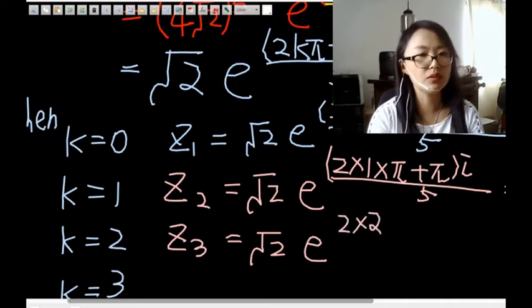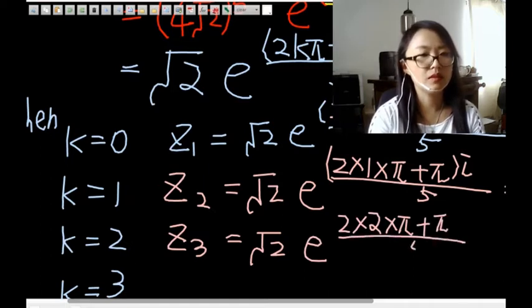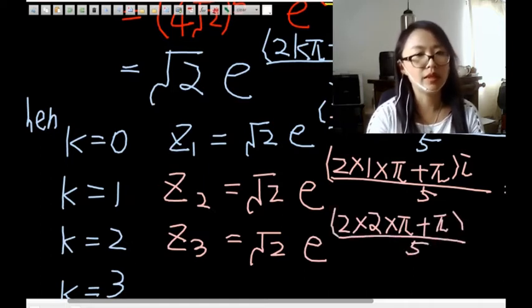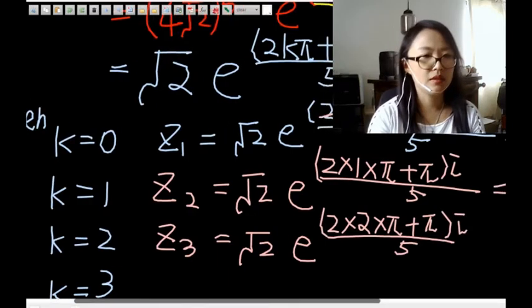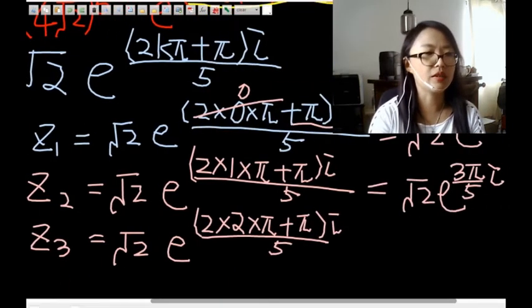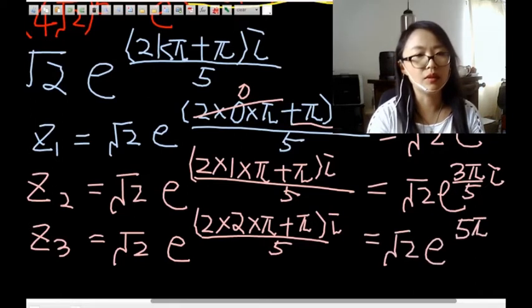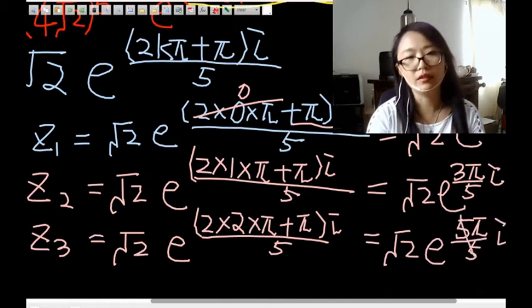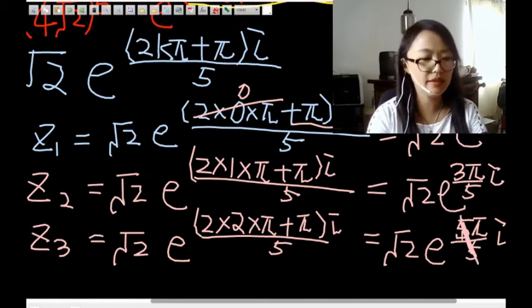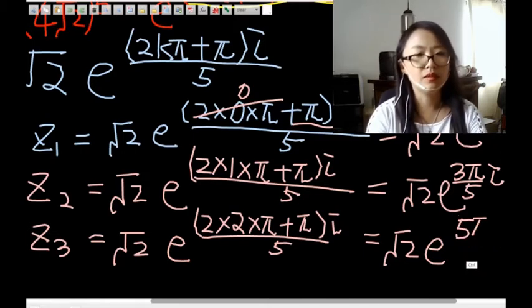So this time it is 2 times 2 times pi plus pi, in brackets, times i. So what you have here will just be 4 pi plus pi, and that will be 5. So you would have 5 pi over 5 times i. So in this case, you can cross this 5 on top and the 5 on the bottom away. You will just have pi i.